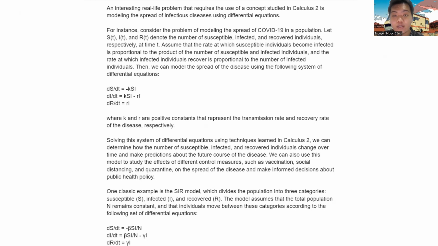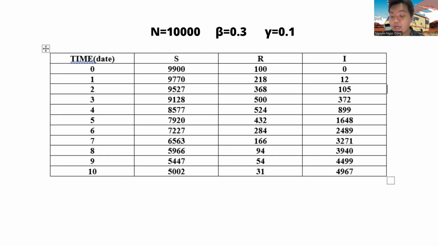So to illustrate the model, let's assume that we have a population of 10,000, so N equals 10,000, and the transmission rate beta is 0.3 and the recovery rate gamma is 0.1. We can simulate the spread of an infectious disease over time using a numerical method, the Euler method. Starting with an initial condition of 100 infected individuals and the rest susceptible, we can update the differential equations at each time step to obtain the following result in the table below.